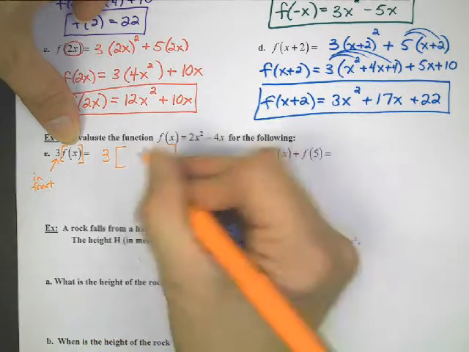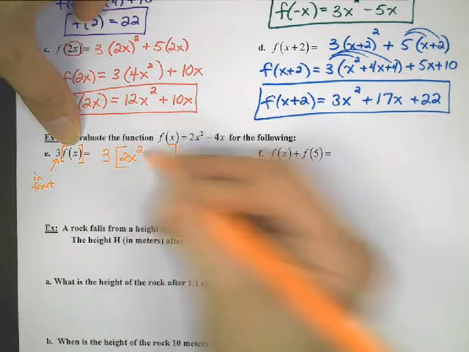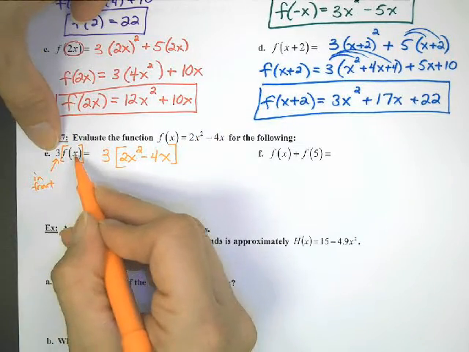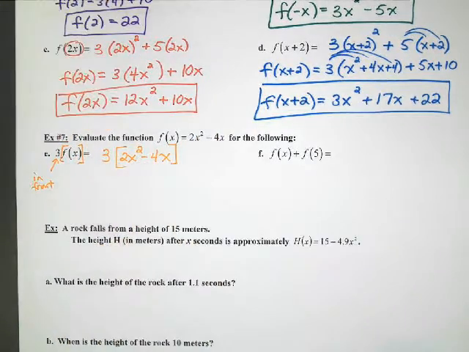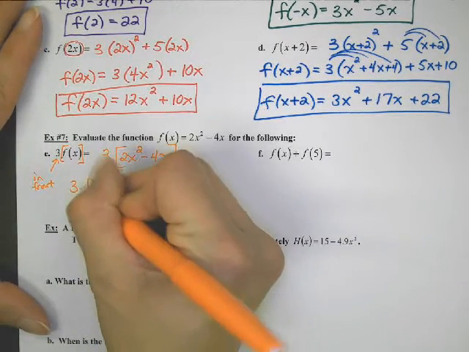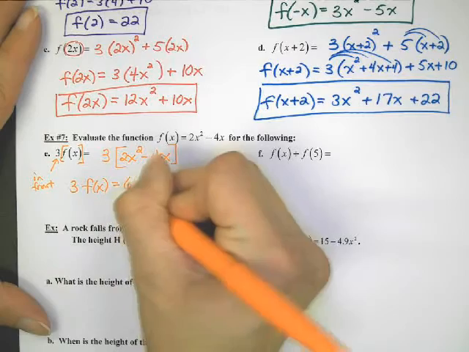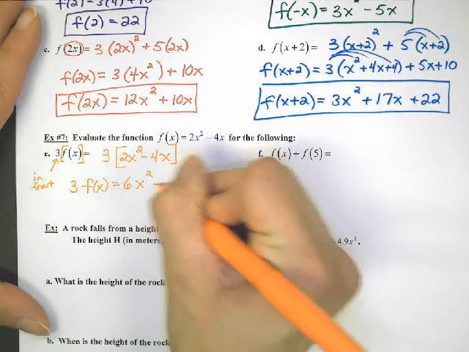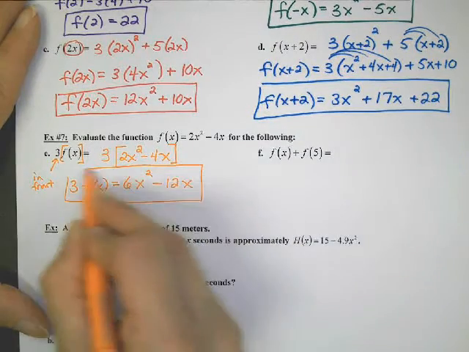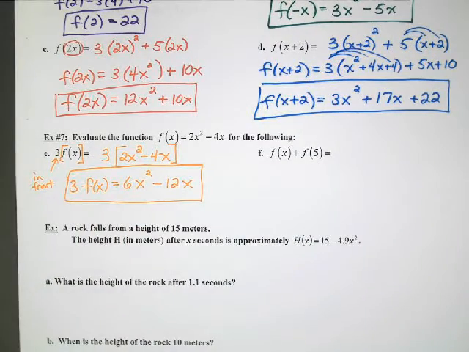And the f of x function is 2x squared minus 4x. So 3 does not go into the function. It's just going to get multiplied to all the terms of the function. So 3 times f of x is 6x squared minus 12x. Okay, that one might cause people some trouble because sometimes people plug it into the function, but that's not where it goes.